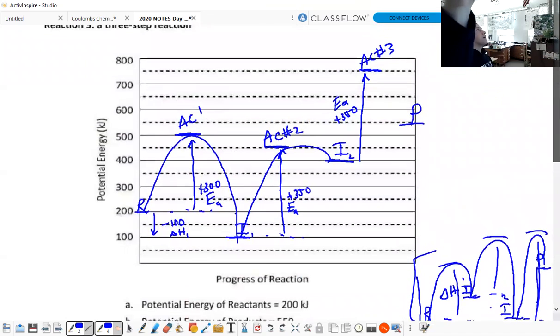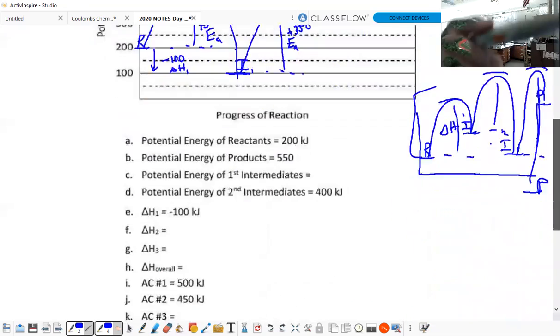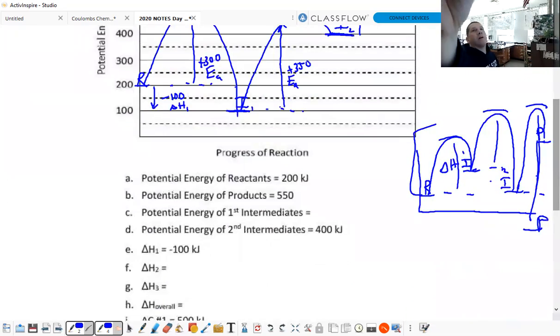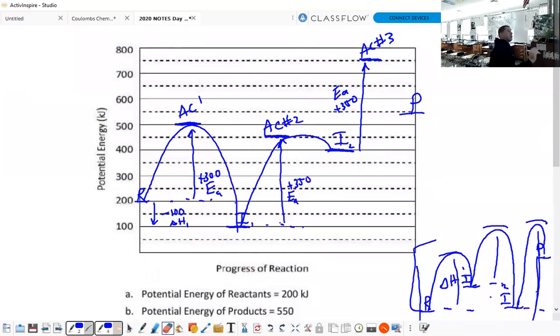Oh, 250. Sorry, I did 350. 250. I was going to say they were the same, so I thought there was something wrong there. Let me fix that one. So 250, not 350. So 400 to 650. There we go.